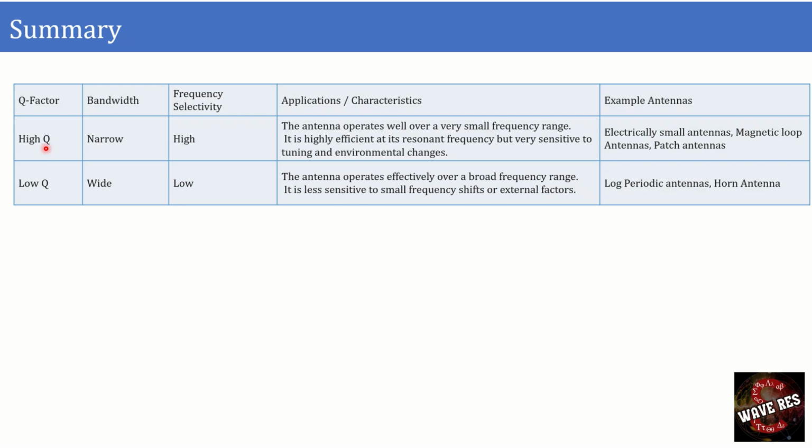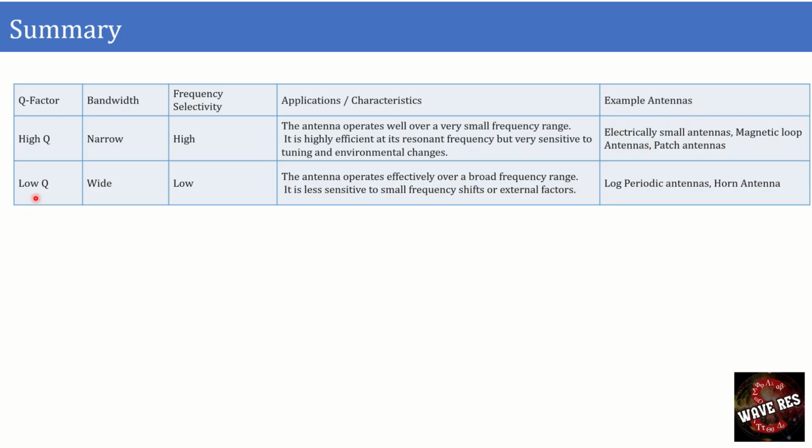If an antenna has a high Q factor, it has a narrow bandwidth. That means it has high frequency selectivity. The antenna operates well over a very small frequency range, and it is very highly efficient at its resonance frequency, but very sensitive to tuning and environmental changes. So if there are any issues in the manufacturing, it is very easy to detune the resonant frequency. So we have to be very careful during the manufacturing process of high Q antennas. Examples are electrically small antennas, magnetic loop antennas, and patch antennas. These have a narrow band of operation.